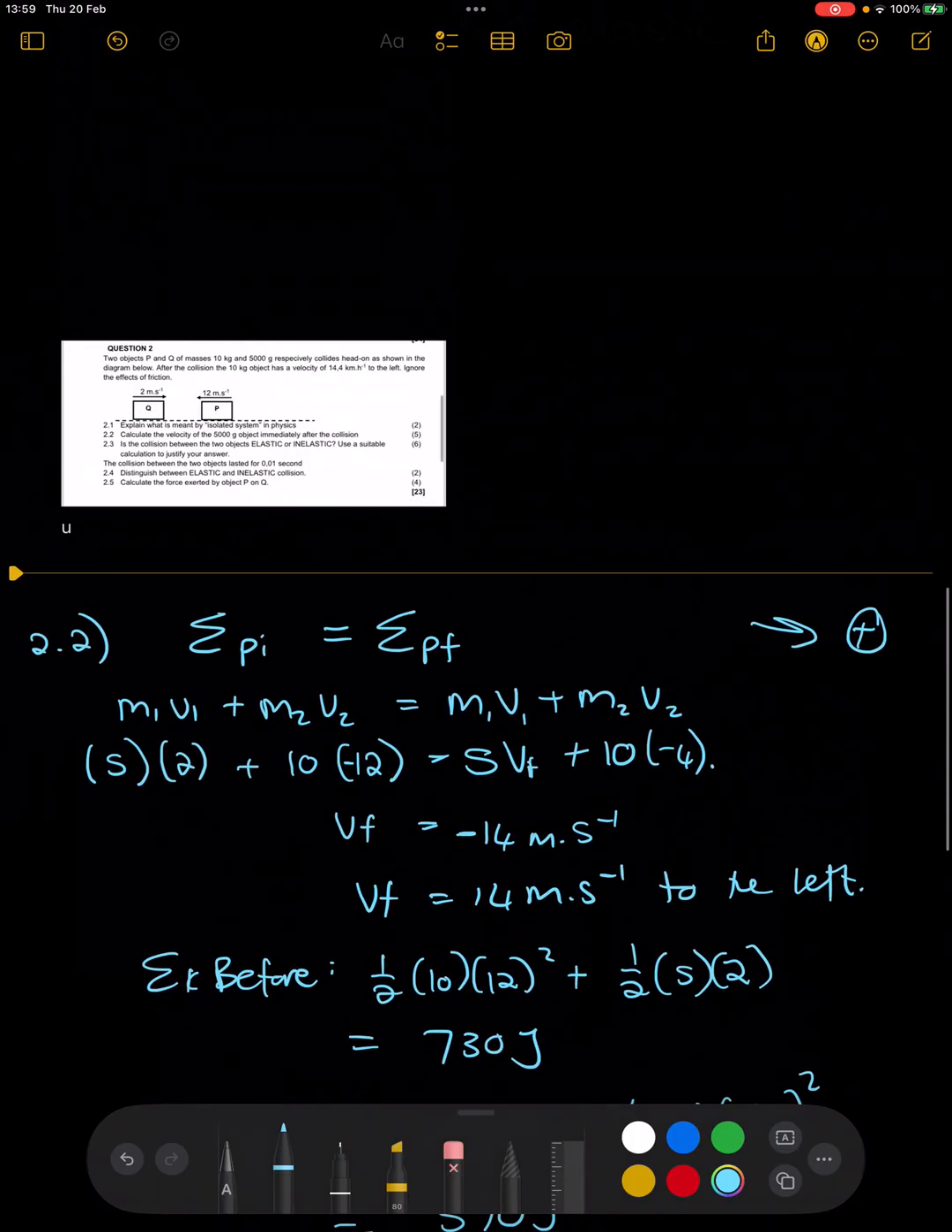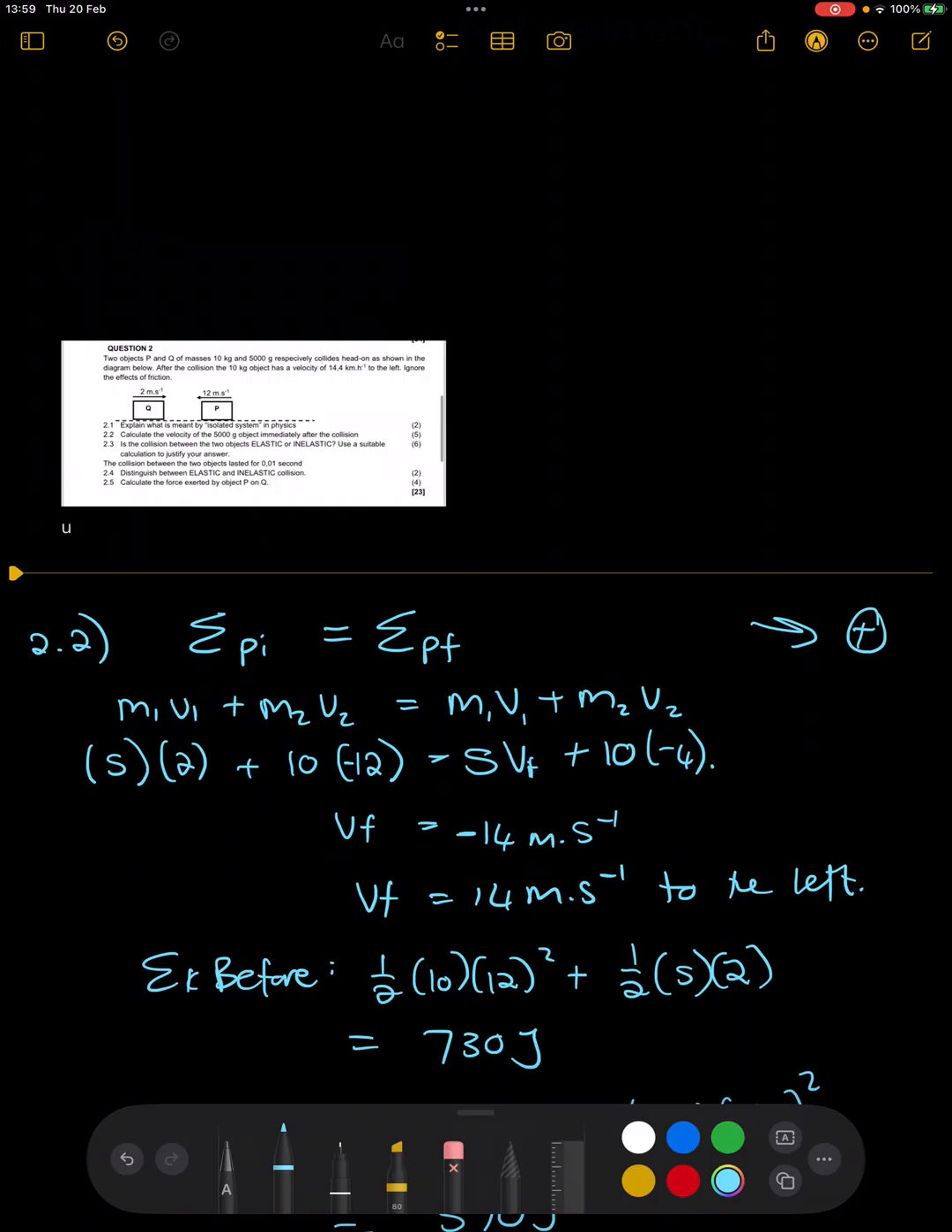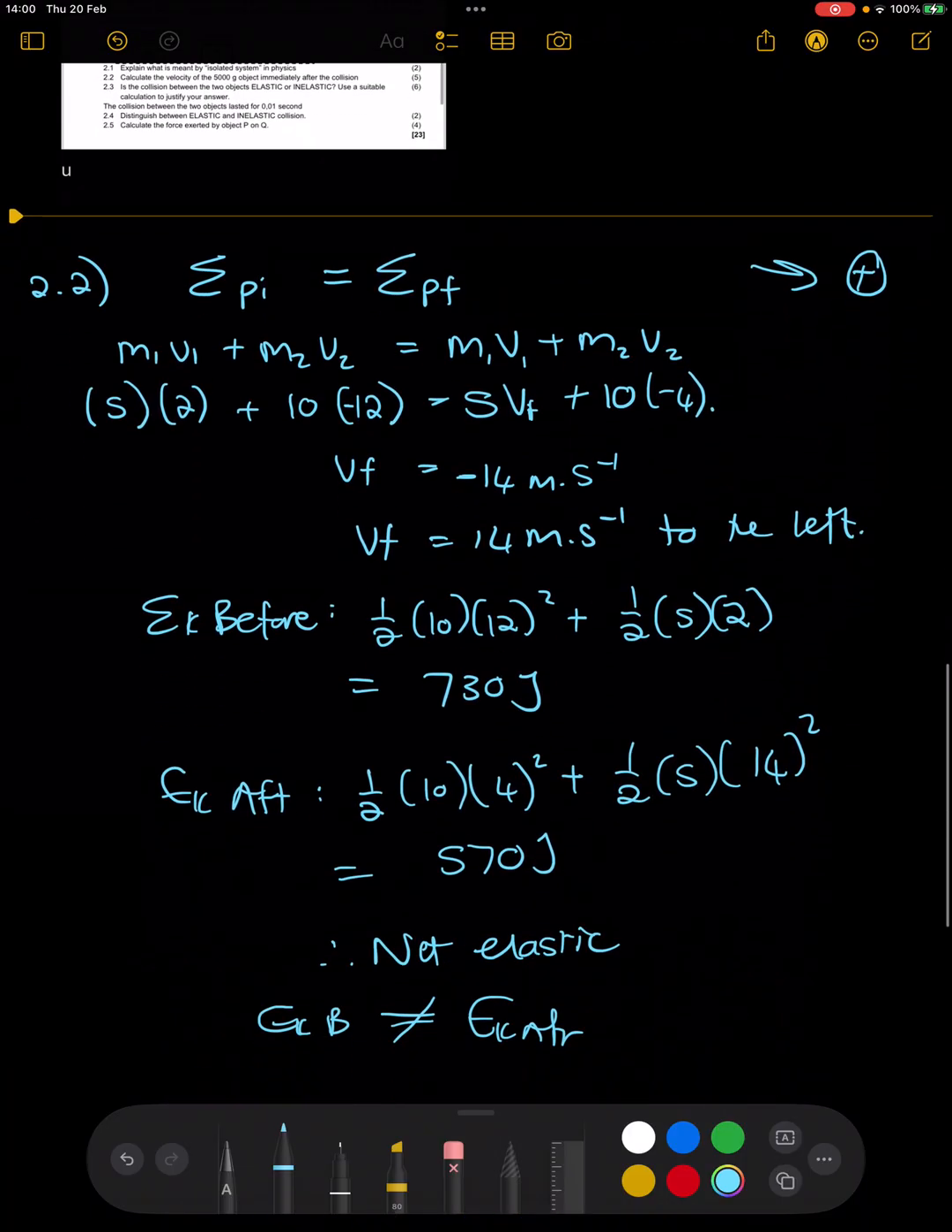Right, then the next question says the collision between the two objects lasted for 0.01 second. As soon as time comes in, I know impulse is going to be playing a role. So they say we have to distinguish between an elastic and an inelastic collision. An elastic collision, like we just established, is a collision where the total kinetic energy is conserved, and an inelastic collision is where the total kinetic energy is not conserved, right? So now they're asking us to calculate the force exerted by object P on object Q.